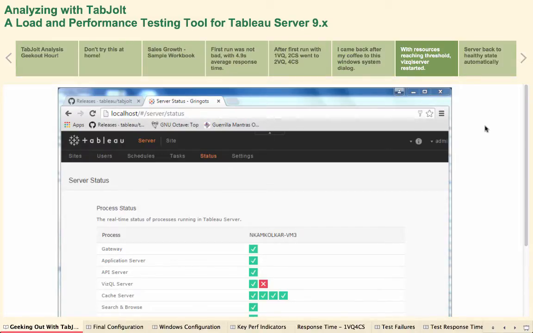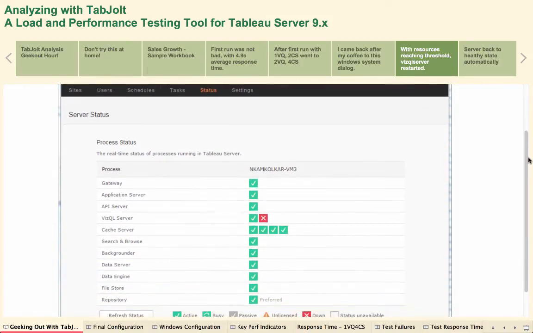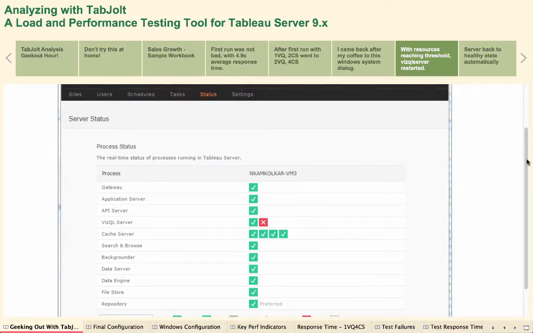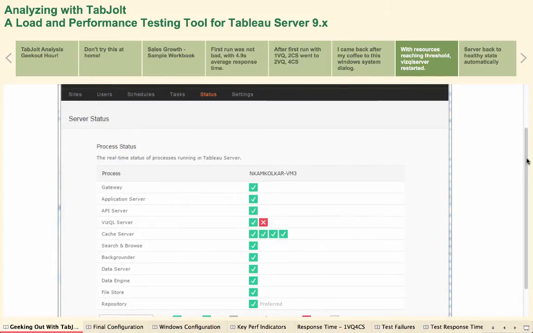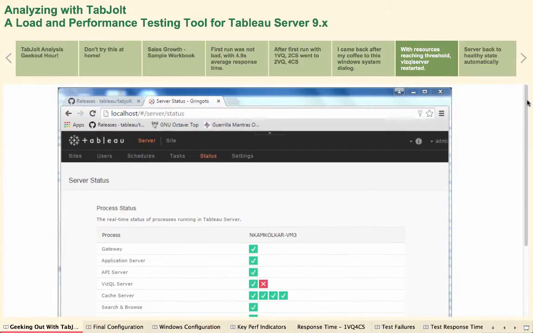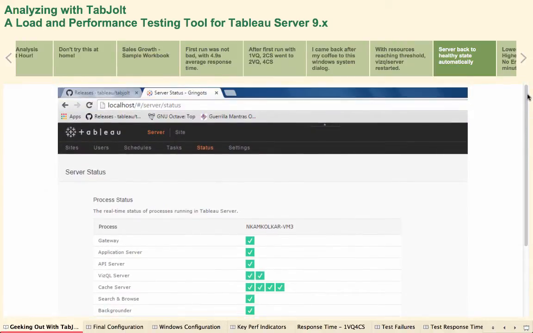With the resource reaching threshold, critical server processes like BizQL server have built-in threshold monitoring. In this case, as I ran the load test, when resources became very sparse, BizQL decided to restart itself. Here I see that the BizQL server went down and then came back up again. If I'd let the test continue, it would probably have continued to work through it and we would have seen more iterations of this. But clearly, BizQL server is trying to manage its own health even in a resource-strapped environment.